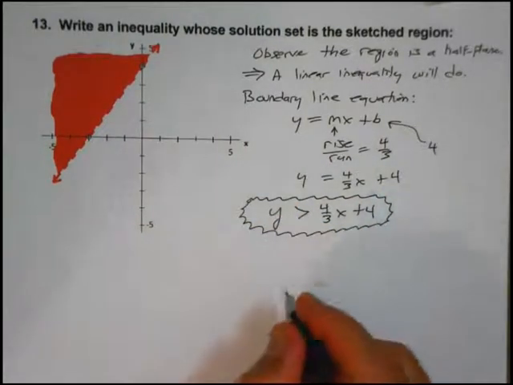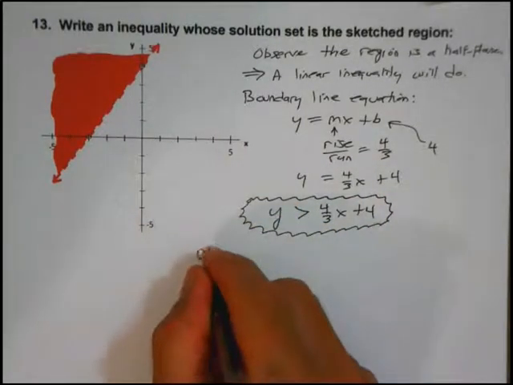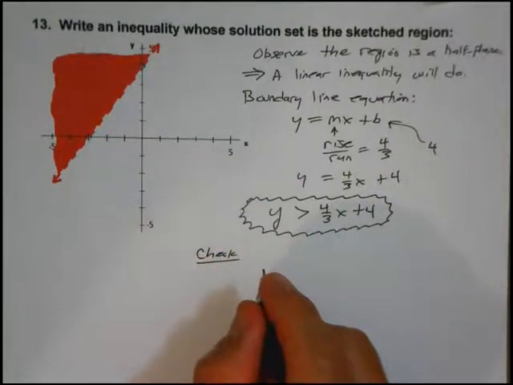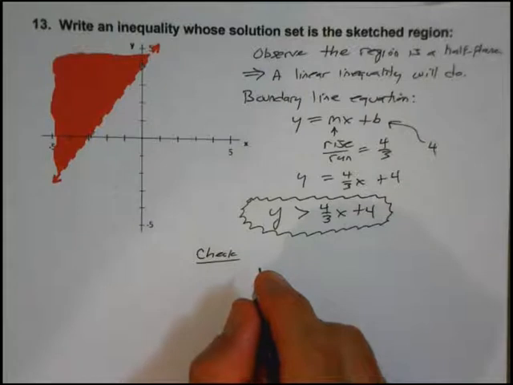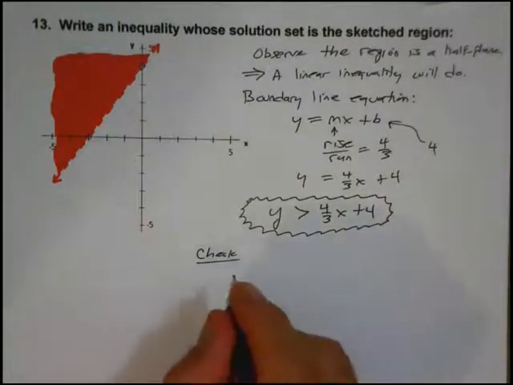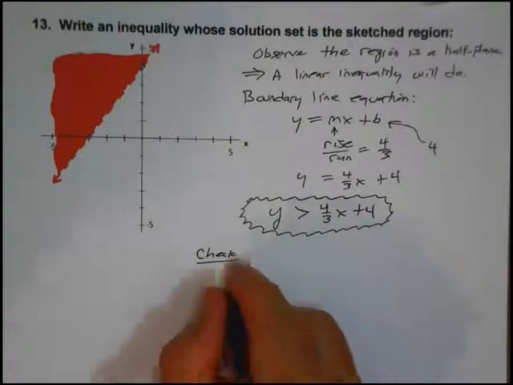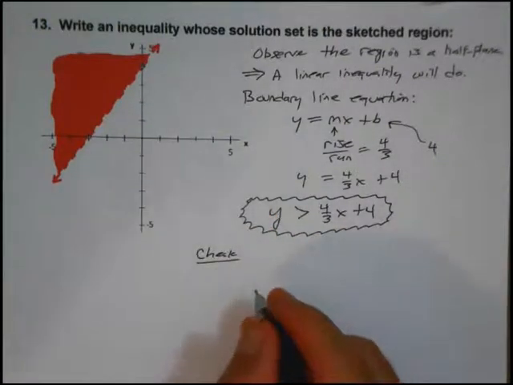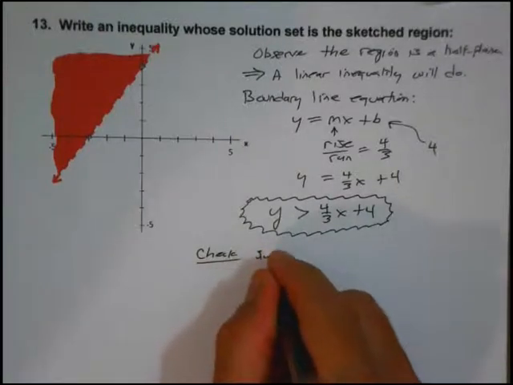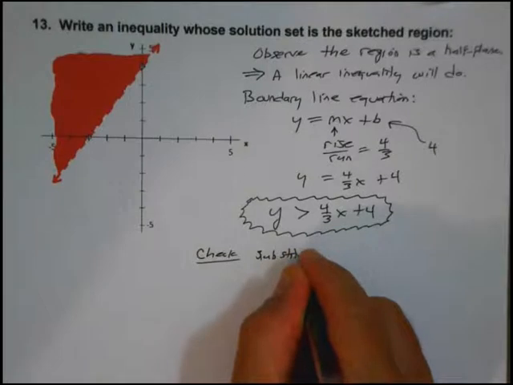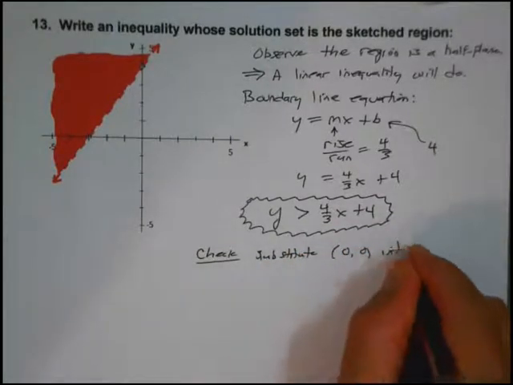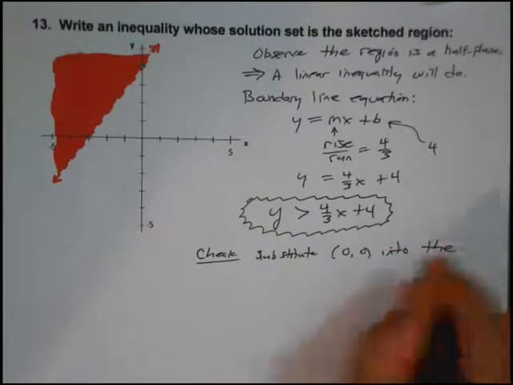And this apparently is our final answer. As a check, just to make sure we didn't make some mistake here, we could take a point that's real easy to deal with, real easy for arithmetic anyway. Upon substitution, 0, 0, the easiest of all perhaps. And so we could substitute 0, 0 into the inequality.